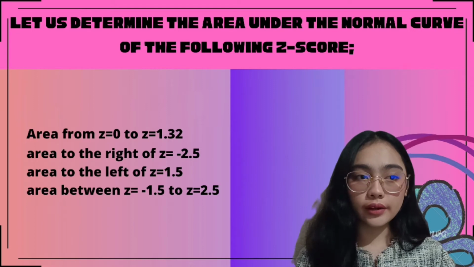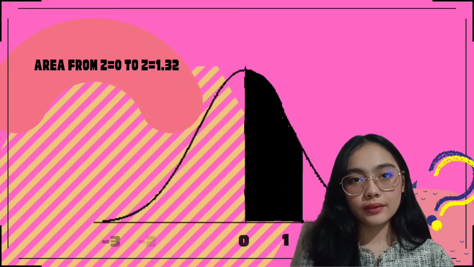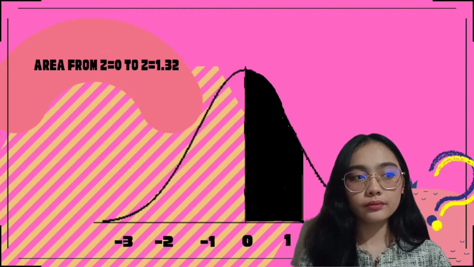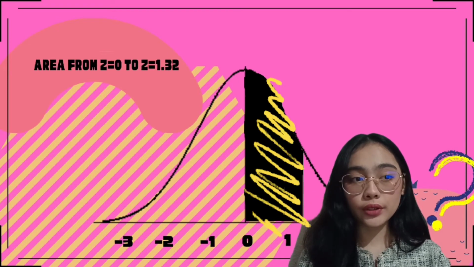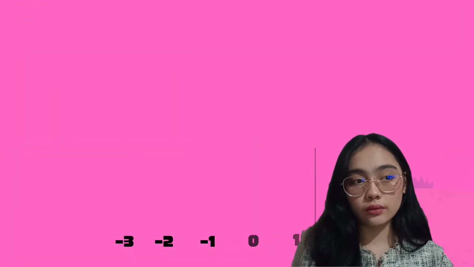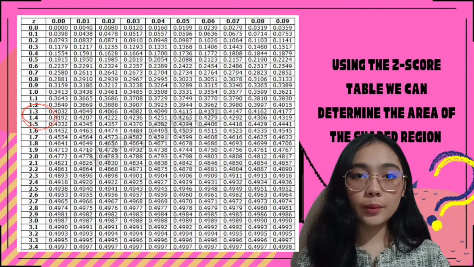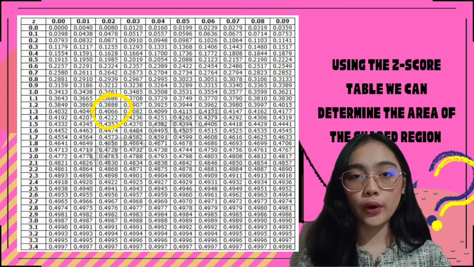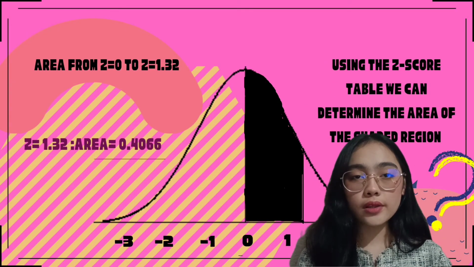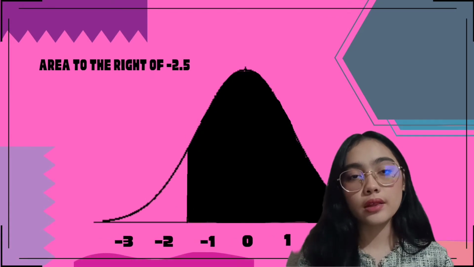Let us determine the area under the normal curve of the following z-scores. Example number 1. Let us determine the area from z-score 1.32. I shaded z-score 1.32, and using the z-table, we will now know the area of the shaded region. At the first column, we will find 1.3, and from the top row, we will find 0.2. And there we have an area of 0.4066. So that is a very simple example.